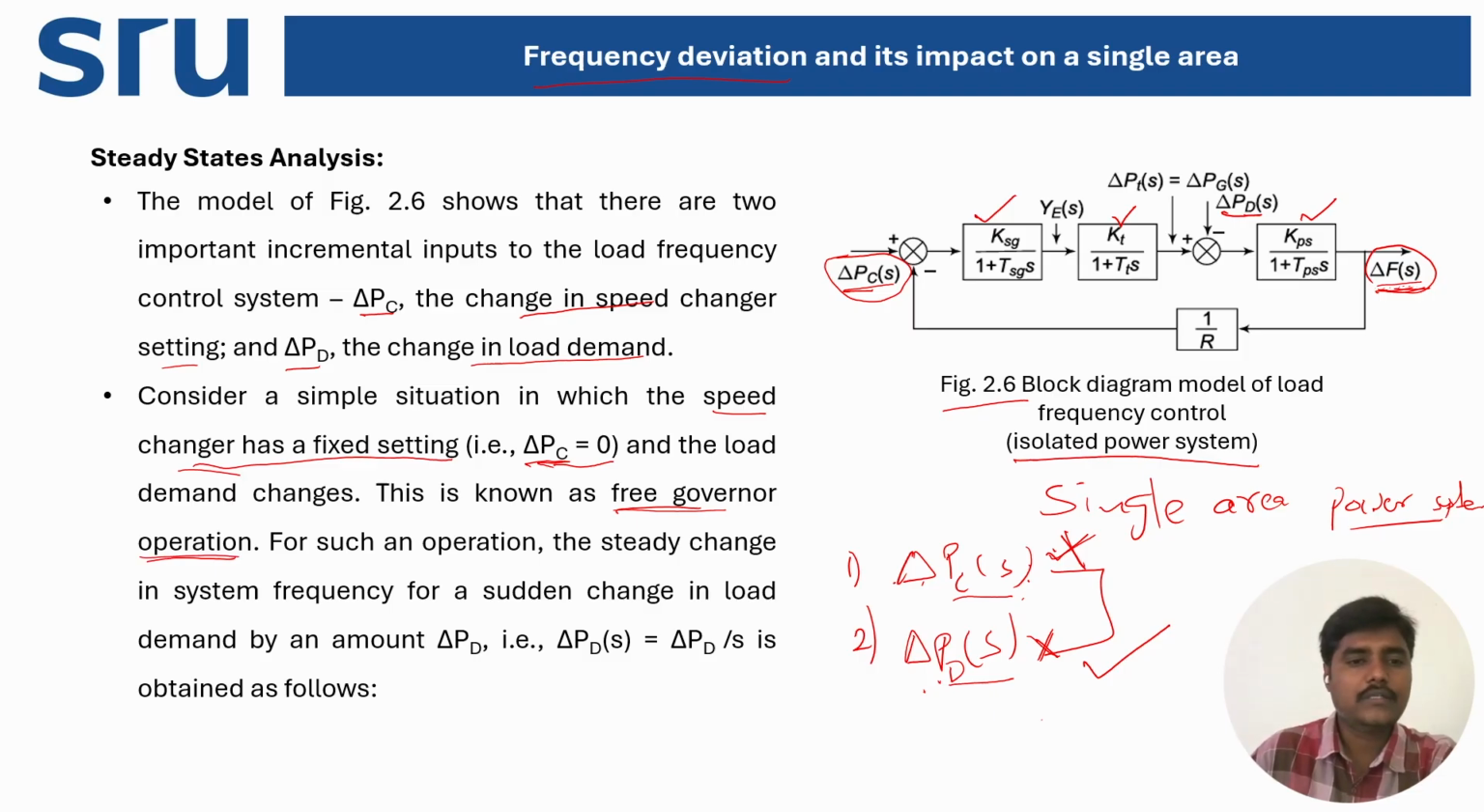In this operation, the steady state change in system frequency for a sudden change in load demand by an amount delta PD of S, which can be expressed as delta PD by S, is obtained as explained in the coming slides.